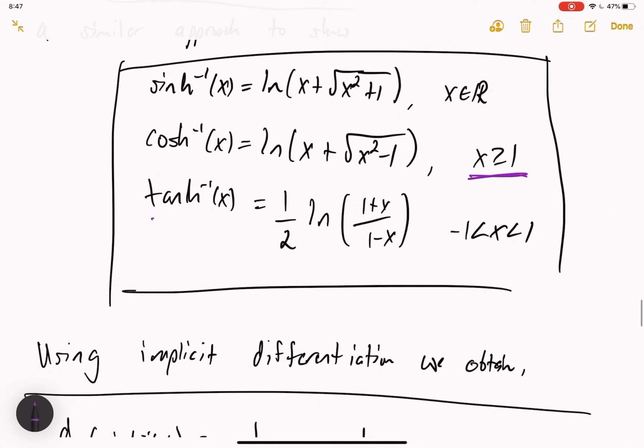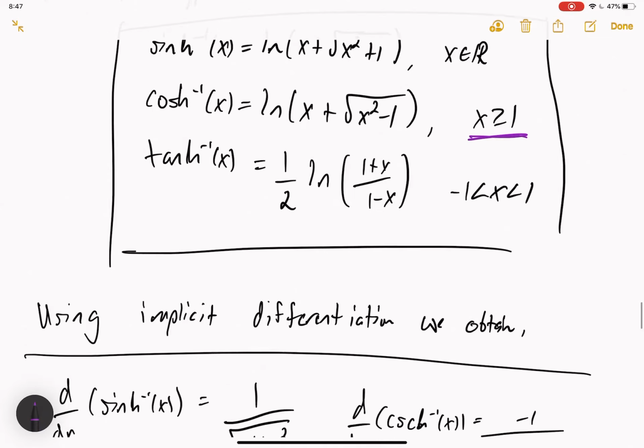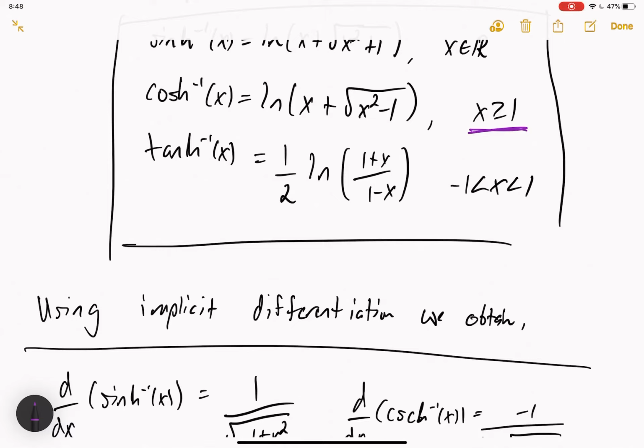And then lastly, for the inverse of hyperbolic tangent, we just get 1/2 ln of (1 plus x) divided by (1 minus x). And remember that logarithms are only defined when the inside is greater than 0. And this is the case whenever x is between -1 and 1.